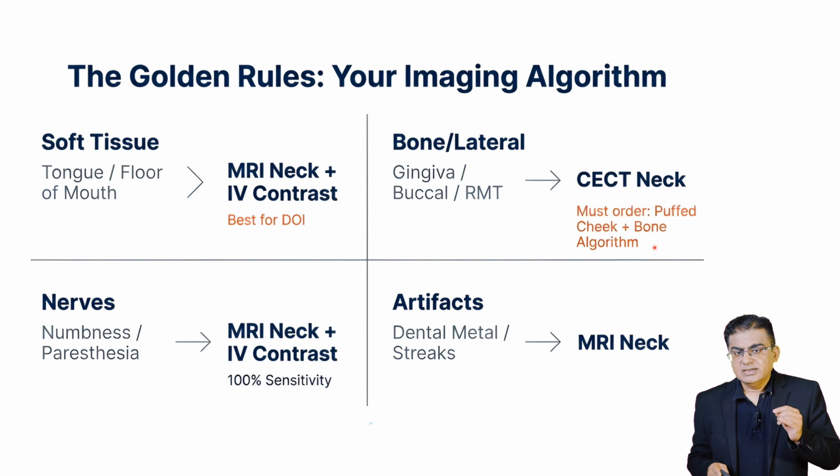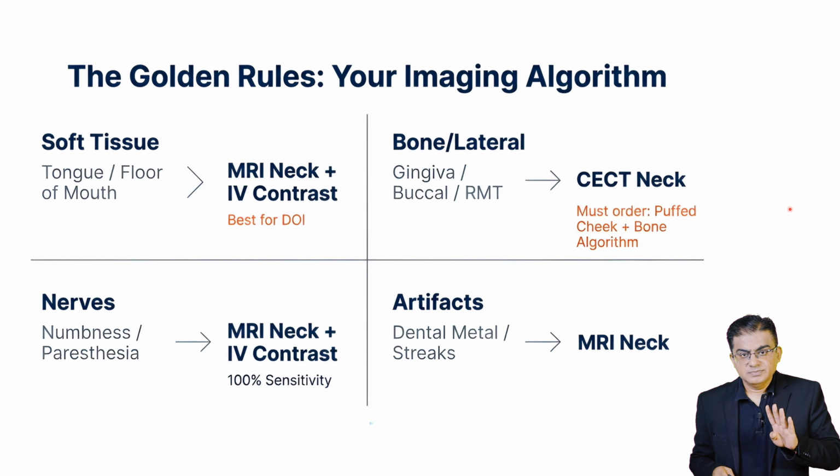Once again, it is extremely important to ask for a detailed CT scan. Trust me, the examiner will get impressed if you say the complete name of the CT scan. If you don't ask for a puffed cheek, the radiologist won't do it and you will miss the lesion. Rule number 3. If you suspect bony erosion, the imaging of choice is CECT neck, again with puffed cheek and bone algorithm and multiplanar reconstruction.